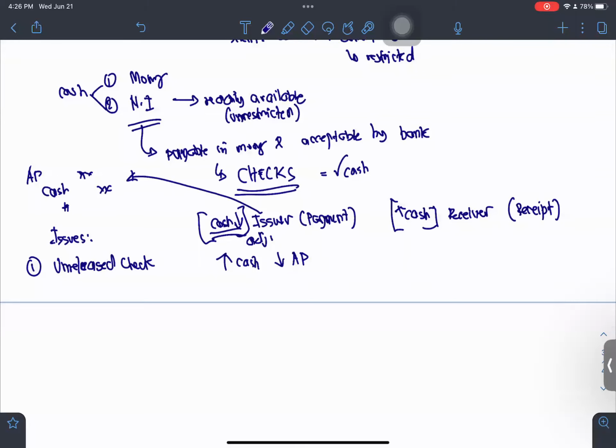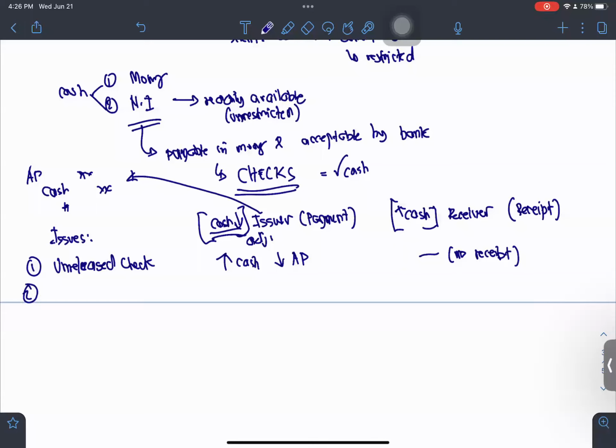How about for the receiver? Is there an entry for the receiver? As a general rule, there is no entry on the part of your receiver. Why? Because the check is unreleased. In short, the receiver does not have any idea that the check was already written. Unless it has an idea, then you can make an entry or adjustment. But as a rule, there is no adjustment of unreleased check on the part of the receiver because it did not receive yet that check. Since no receipt of check, then you do not need to make any adjustment.